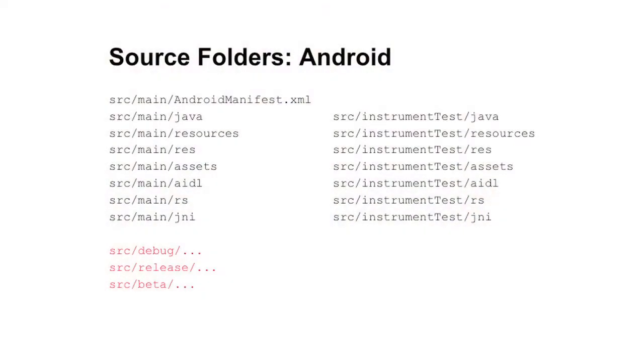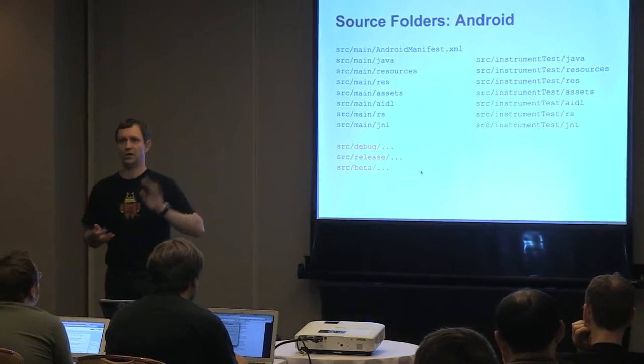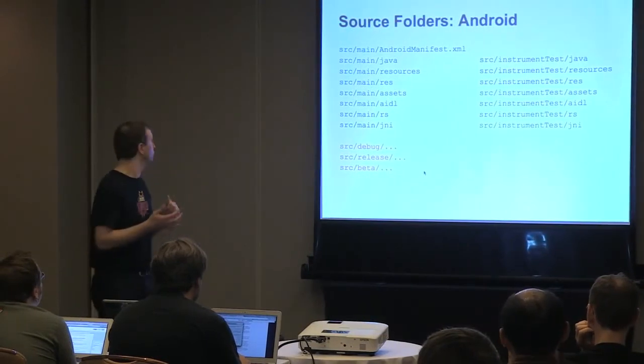So the other thing that you get from that is you get some extra source folders, right? So you have source main, you have source instrument test. You also get one for each build type. So source debug, source release, source beta, and if you create a new build type, you just get a new one.